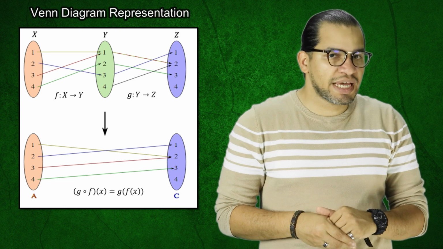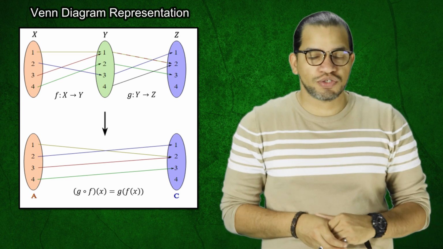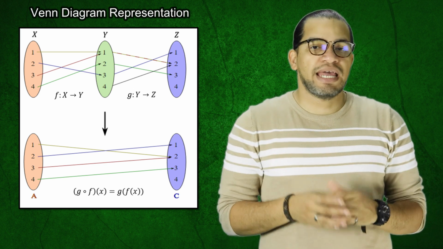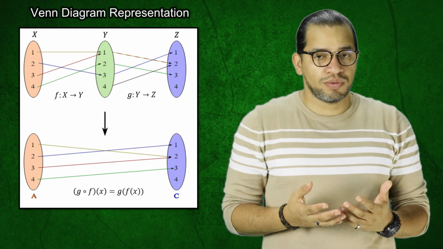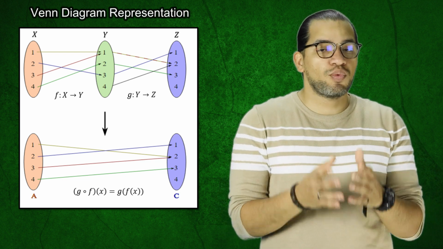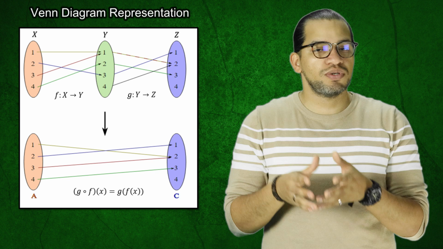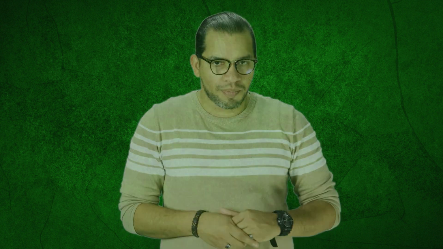If those conditions are satisfied, then we can define a new function, h, which goes from x to z, such that h of x is equal to g of f of x. And we denote this in the following way: g composed with f of x. Thus, for being able to define the composition of functions, it's necessary that the range of f is equal to the domain of g. Otherwise, it won't be able to be properly defined.